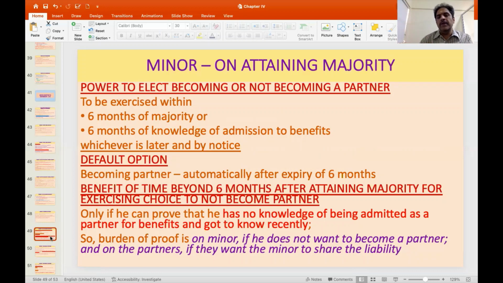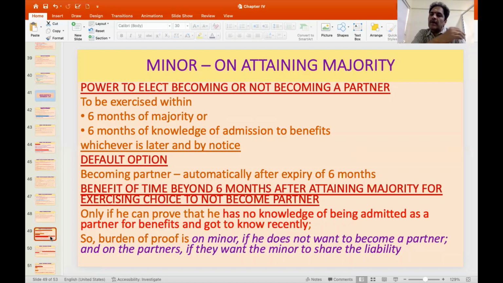Only then will he be in a position to get the benefit of the 6 months period after his majority also. So the burden of proof is on the minor if he does not want to become a partner, and on the partners if they want the minor to share the liability. So I'm a partner. When will I indicate that I got to know? Only now. Because the default option is that I don't want to become a partner, then I will say that I got to know about it just now. So the minor will have to prove in case he does not want to become a partner.